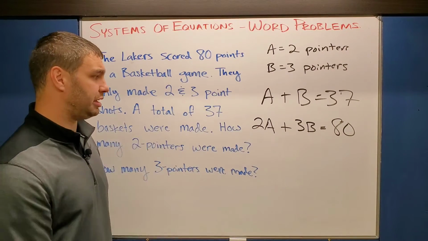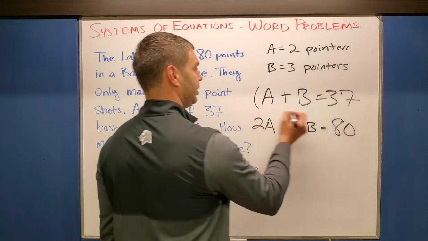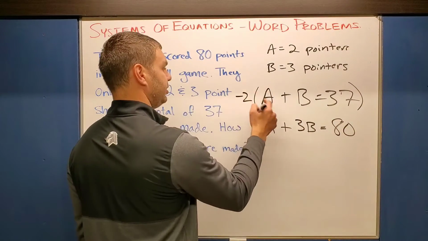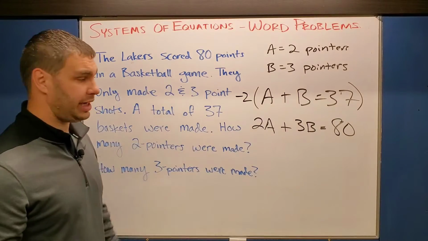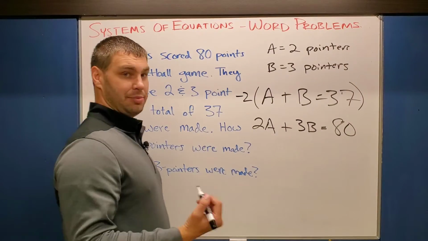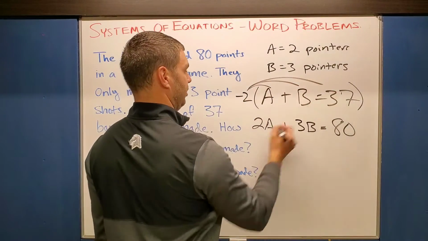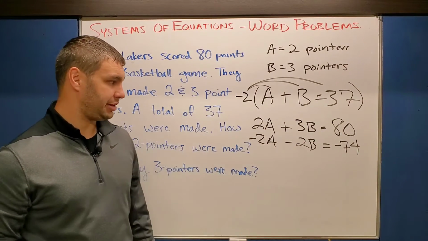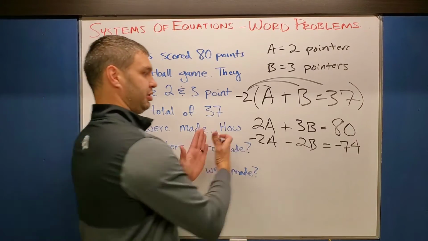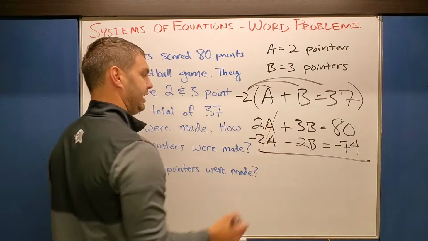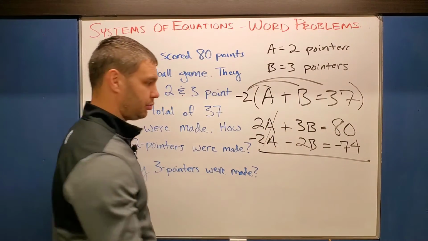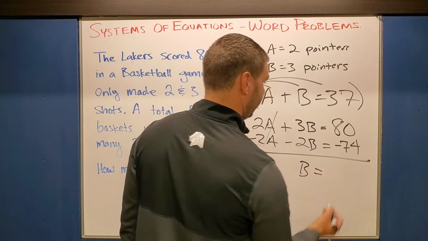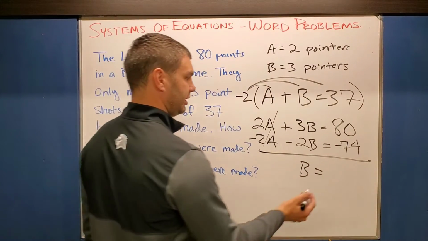I'm going to choose to use elimination on this one, multiplying my top equation all by -2. What that'll do for me is give me -2A, which will eliminate with the 2A in my second equation. Let's try it. All right, so I got -2A minus 2B equals -74. If I combine those together, remember this is like a big addition problem, my A's will cancel. 3B minus 2B is just 1B. And 80 minus 74, of course, is 6.